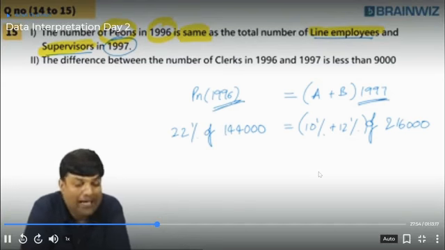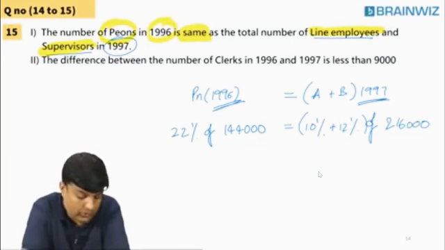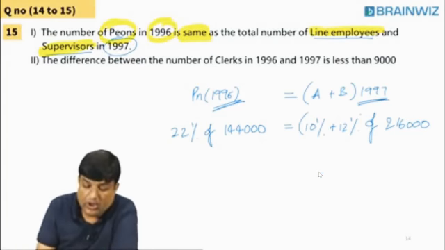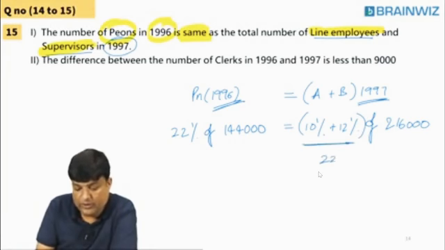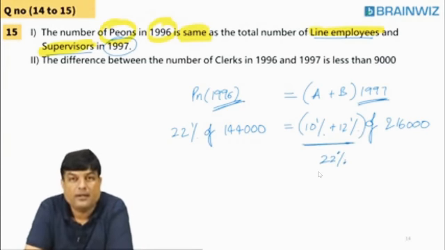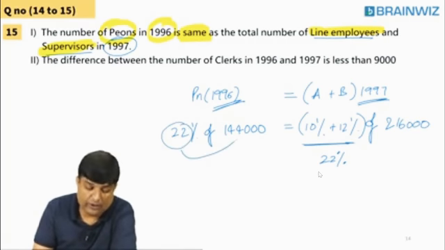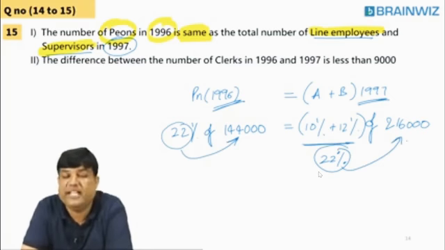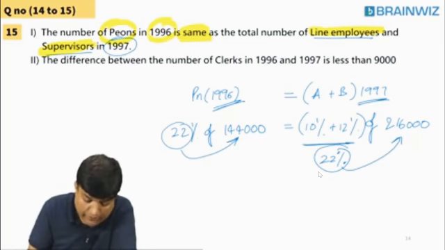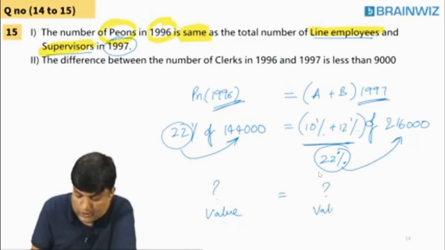Guys, I don't think any student will solve this. Let me tell you why. 10% plus 12% is 22%. So naturally you tell me, do you think 22% of 1,44,000 is equal to 22% of 2,16,000? Never. You need not find out the value here.